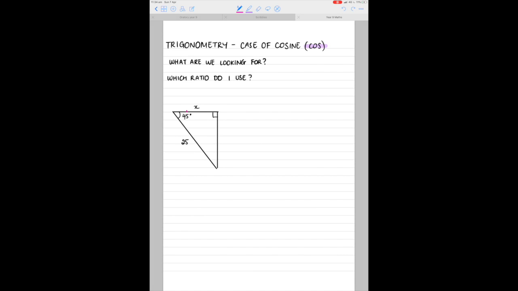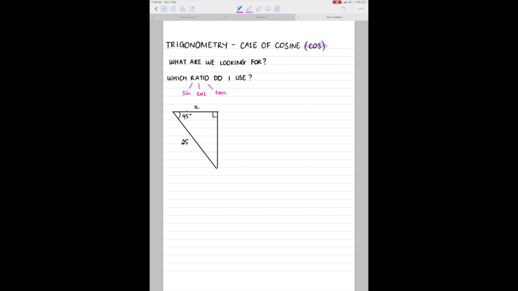For this example of trigonometry, we're going to be looking at using the case of cosine, or more commonly known as cos. The two essential questions you need to be asking yourself is, what are we looking for and which ratio do I use? When I talk about the ratio, I'm talking about, do we use sine, do we use cos, or do we use tan?